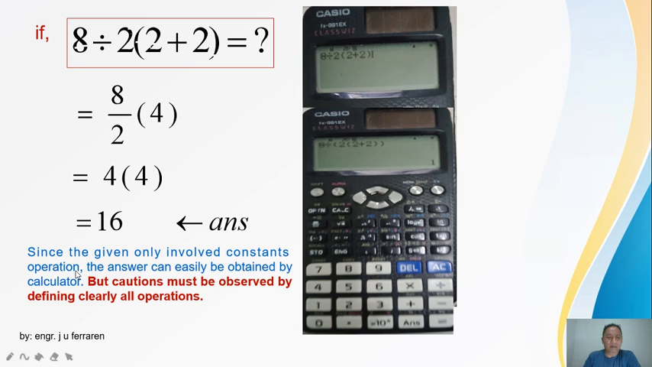Now, if you observe, there is a quotient wherein the operations must be done clearly. Some calculators will give you 16 also. So this shows that your calculator cannot follow your command exactly if the operation is not clearly defined. Okay, try to observe.